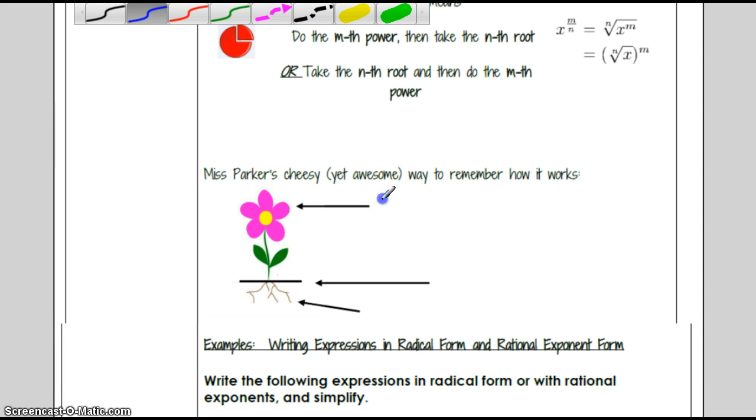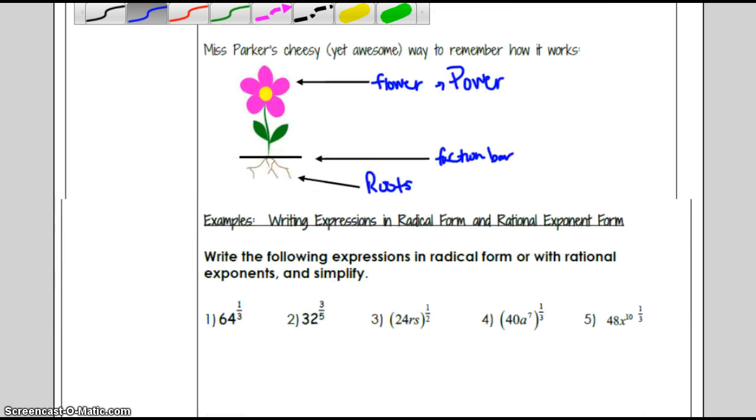So think of it as flour power. The top, think of it as our fraction, is the power on top. Flowers grow up and the power's on top. So this is our fraction bar, and below, those are the roots. So as we look at a fraction, this up here is our power, our flour power, and then the n is our root. Okay, so think of it that way.